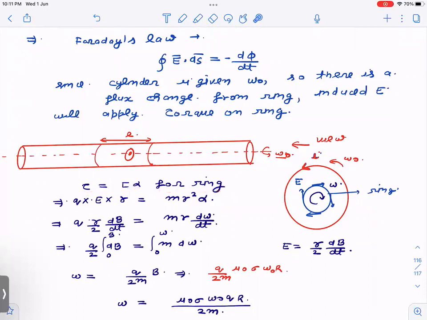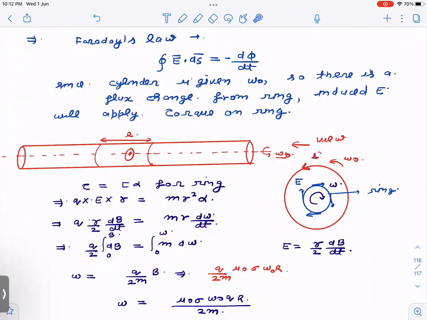Torque equals I alpha. What is the torque? Torque is qE, total charge is q, into R, where R is the radius of the ring. This is equal to I, and I for the ring about its axis is m r squared, times alpha. Now E is this. I've written E, one R I have cancelled, then one more R cancels and you get this equation. Alpha I have written as d omega by dt.